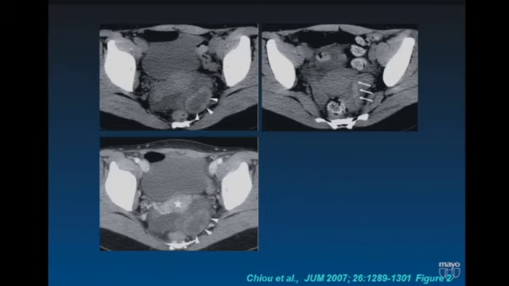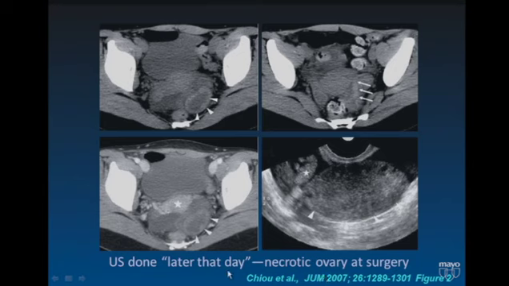And the reason I want to emphasize this point is that there are lots of examples in the literature where the diagnosis of torsion should have been, or maybe was, suggested based on the CT, but ultrasounds were delayed and may have contributed to the fact that the ovary was no longer salvageable. So, for example, from this very nice article by Chow and colleagues in 2007, these are images showing that the left ovary and tube are thickened and abnormal in appearance. And an ultrasound that was done later that day, quote unquote, showed a necrotic ovary at surgery.